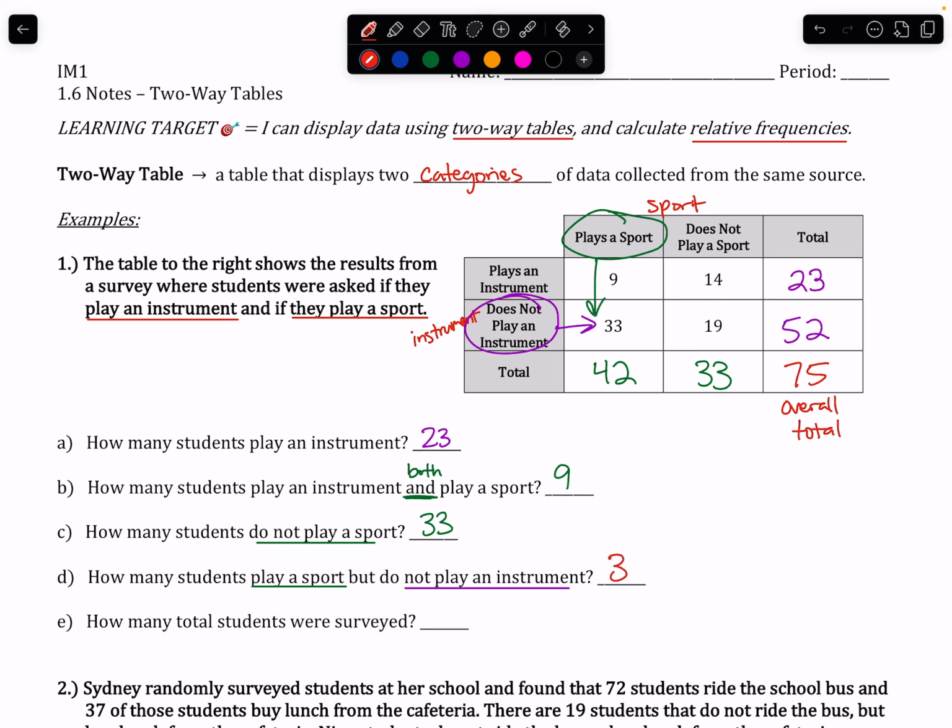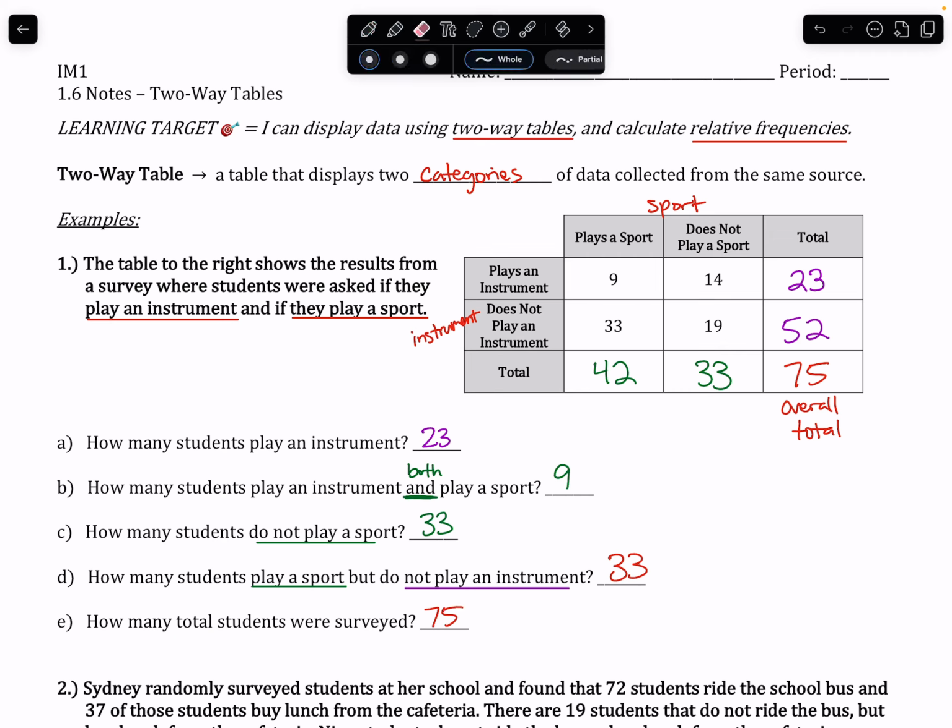And then lastly, question E, how many total students were surveyed? Again, we have that nice number down in the bottom right of 75. Easy enough. Now, question 2.